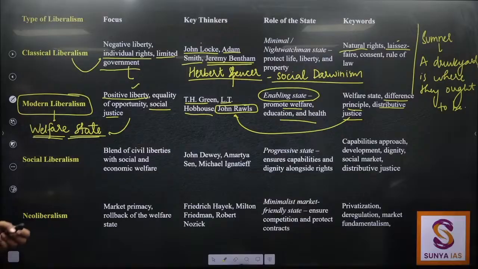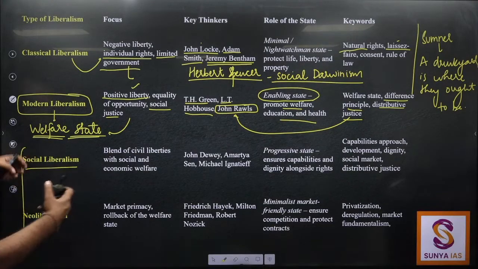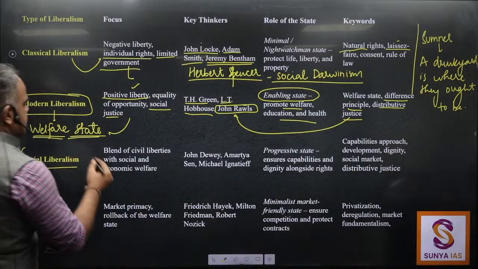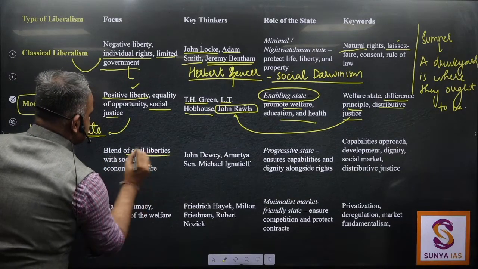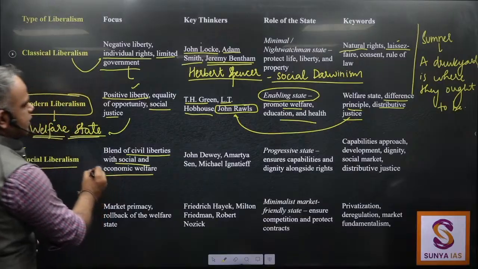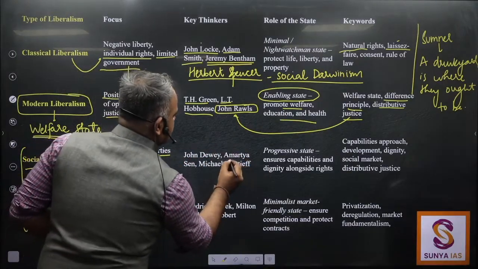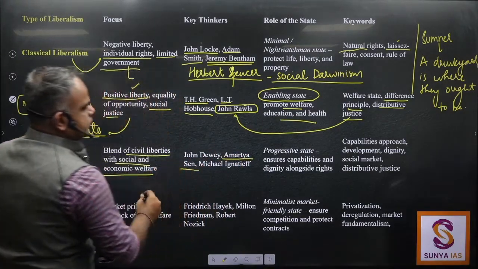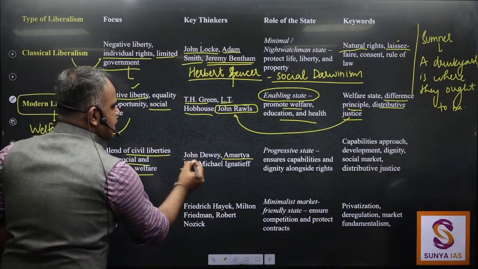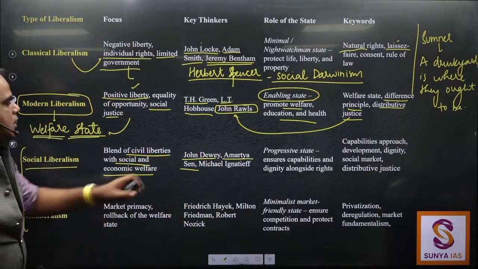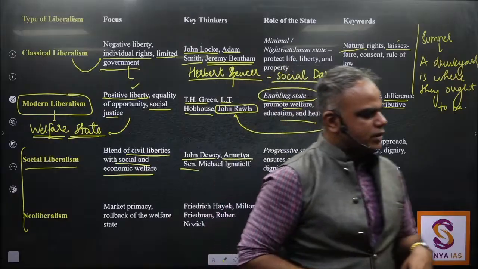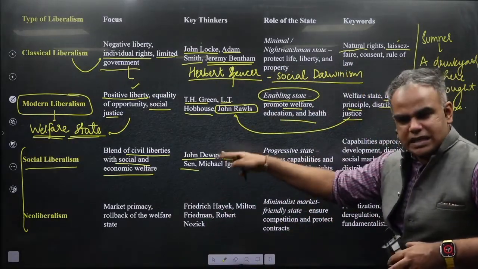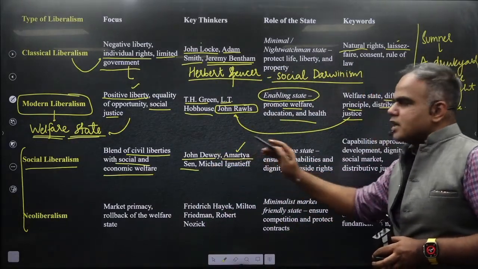Then we come to social liberalism, and again these two have their own works. Here you have civil liberties, social and economic welfare. One thing that we all would remember is Amartya Sen. Other than that, if you want to remember anybody, you can remember John Dewey. Michael Ignatieff, the spelling can be a little difficult. So remember the easier one, or even just remember Amartya Sen, your job is done.